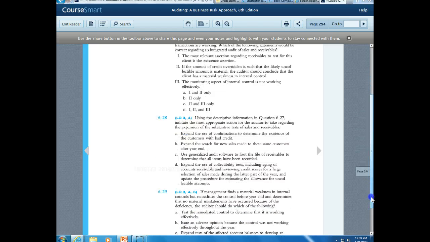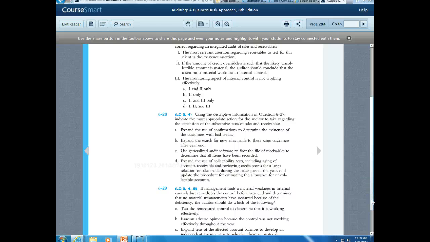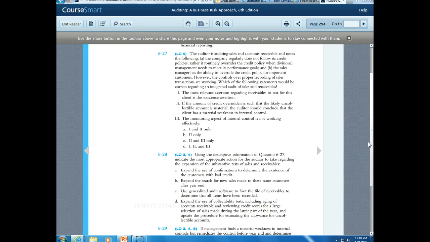628, we're working on page 294. Using the descriptive information in question 627, indicate the most appropriate action for the auditor to take regarding the expansion of substantive tests on sales and receivables. So basically we find out on 627 that we're looking at auditing sales and receivables and notes, and we come to find out the company doesn't follow credit policies, it overrides them. And the sales manager has the ability to override credit policies. And so what's our concern there?